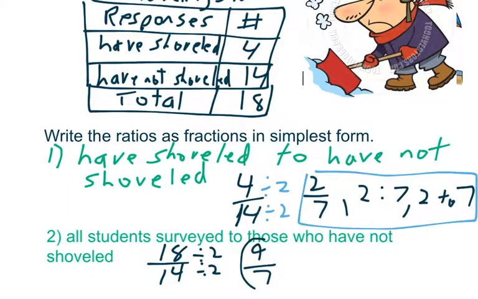And again, I can write that any of those three ways. I could write it 9:7, 9 to 7, or 9/7. And yes, it's okay. You don't want to make that a mixed number, because this is saying for every 9 people surveyed, 7 of them will not have shoveled. If you make that a mixed number, it's not going to make any sense, because then that reads 1 and 2/7, which is not the case. So no mixed numbers.